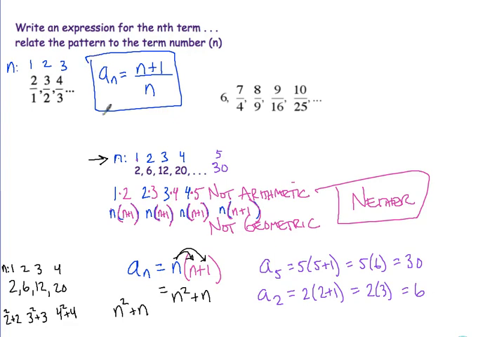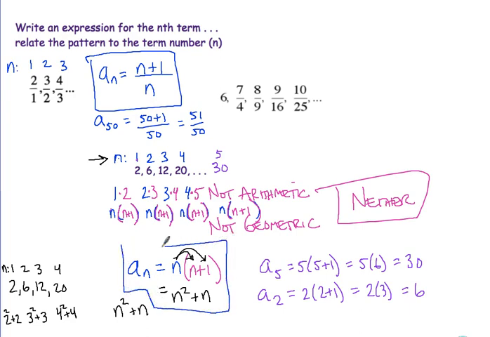And again, this is an explicit formula, so if I ever asked you to find a specific term, like let's say I want the 50th term, you just plug a 50 in and you're done. So if I want the 50th term, it would be 51 over 50. But if I want a formula, that's what's in the box. Just like down here, that would be our formula.